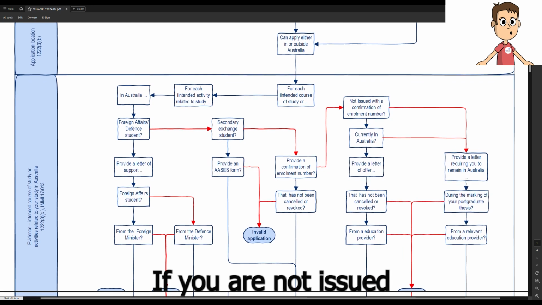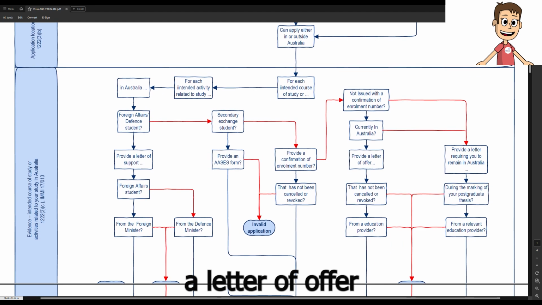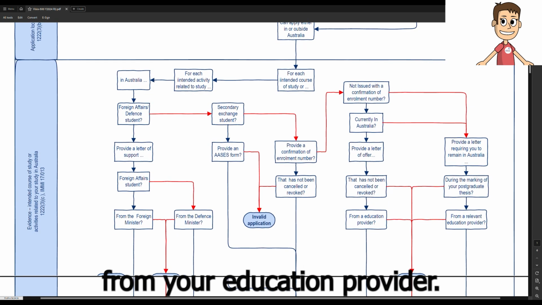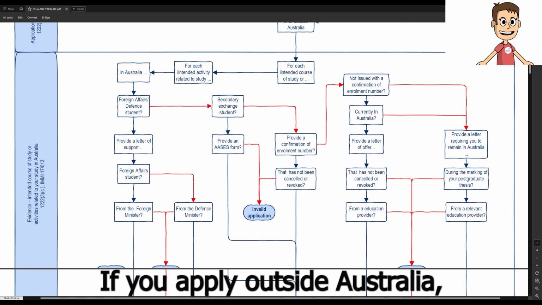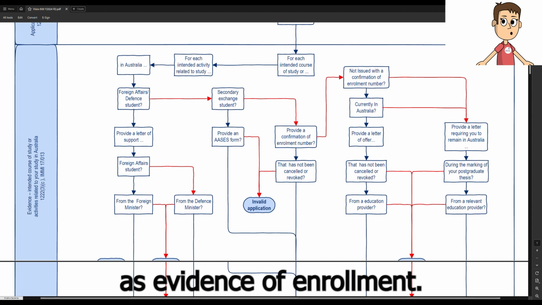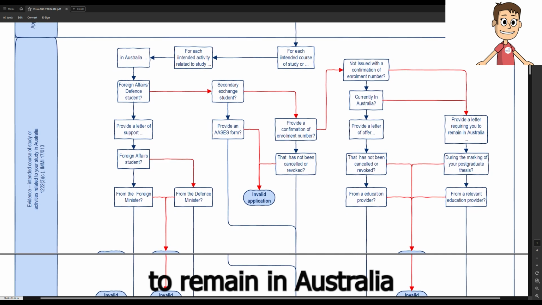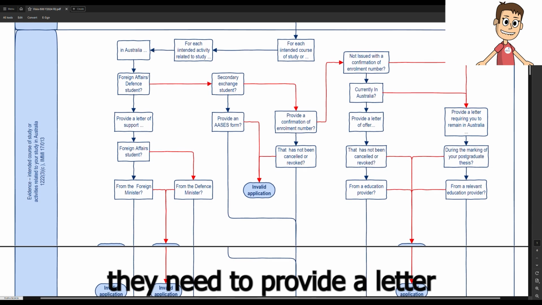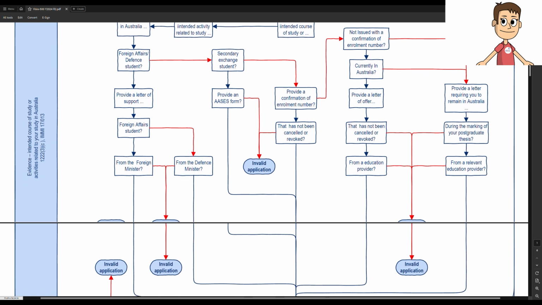If you are not issued with a confirmation of enrollment number and currently in Australia, a letter of offer which has not been cancelled or revoked is required from your education provider. If you apply outside Australia, a letter of offer is not acceptable as evidence of enrollment. For some applicants who are required to remain in Australia during the marking of their postgraduate theses, they need to provide a letter to that effect from their relevant education providers.